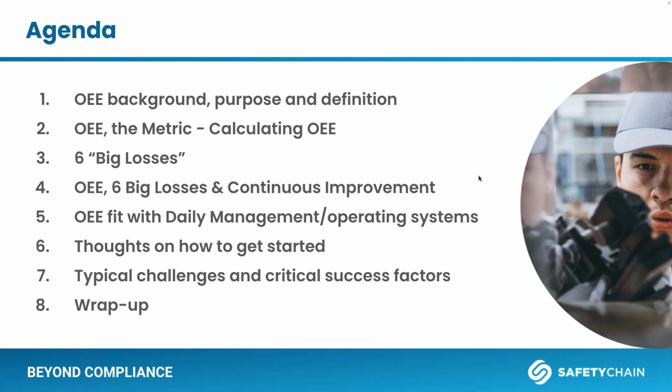Certainly we know the challenges were tough prior to COVID, or prior to the turmoil we're seeing in our supply chains right now, and obviously that's only grown exponentially. Then how OEE fits with our ongoing daily management, or our daily operating system. How does it connect into the ongoing work and operations we have?